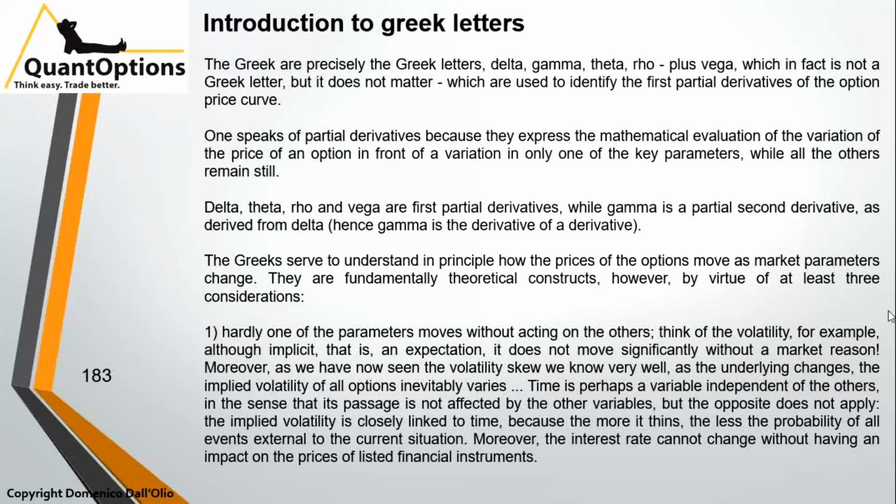Time is perhaps a variable independent of the others in the sense that its passage is not affected by other variables, but the opposite does not apply. The implied volatility is closely linked to time because the more it thins, the less the probability of all events external to the current situation. Moreover, the interest rate cannot change without having an impact on the prices of listed financial instruments.